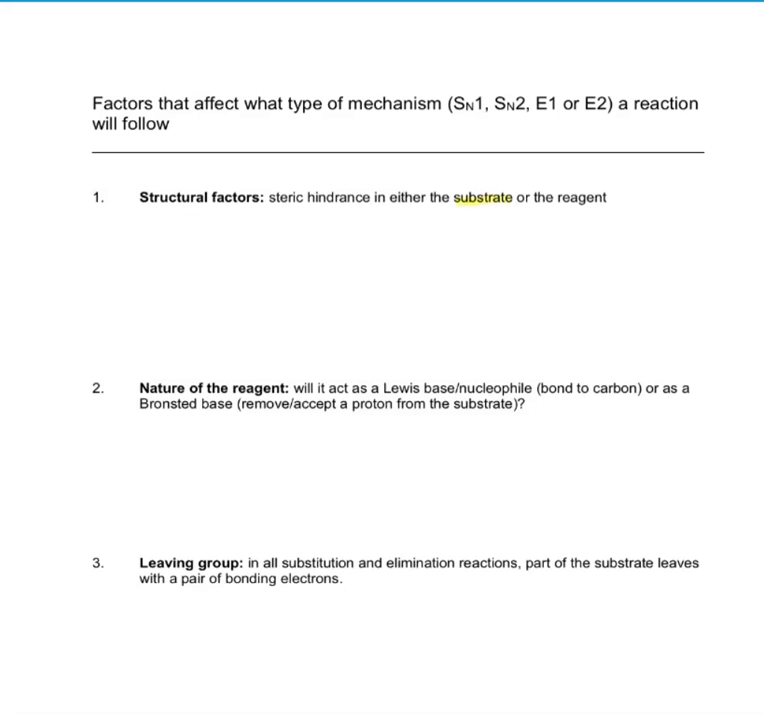So the substrate, we know already, is the thing that's undergoing the reaction. So it's going to be an organic compound that's undergoing reaction. The reagent could be wearing different hats, depending on what kind of reaction you're talking about. If it's a substitution reaction, we'll say SN for substitution, then we think of the reagent as a nucleophile. But if it's an elimination, or E, reaction, then the reagent is going to act as a Bronsted base.